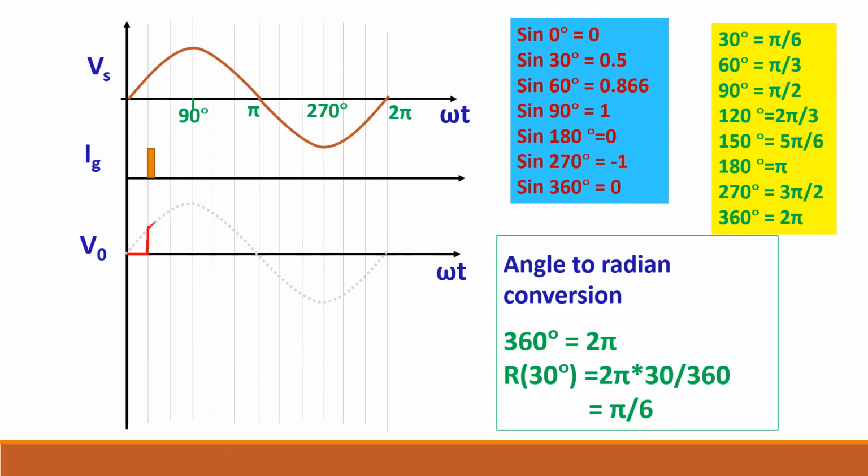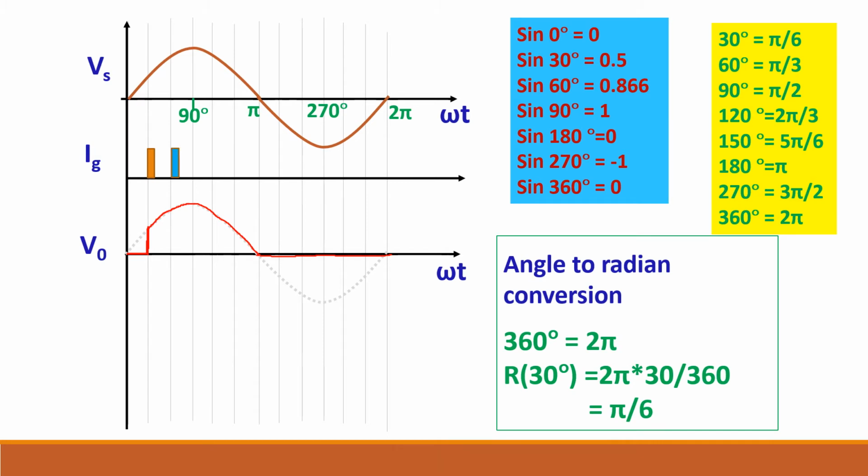So you draw exactly over the dotted line. So this is the output voltage waveform. And in the negative half cycle, it is not conducting, so 0. Okay. So at 30 degree you are applying the gate pulse, till that the output voltage is 0. Then you should follow the input voltage waveform.